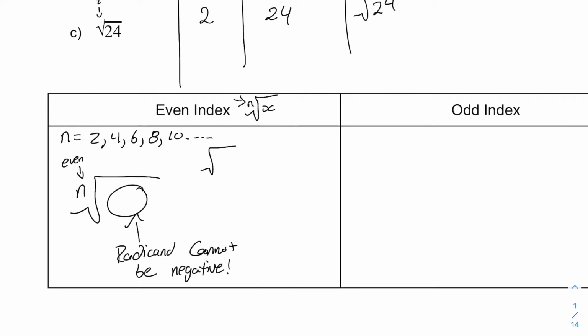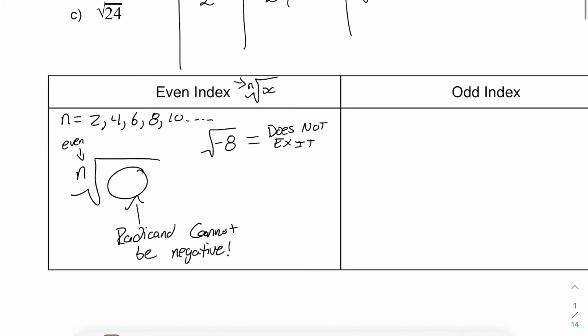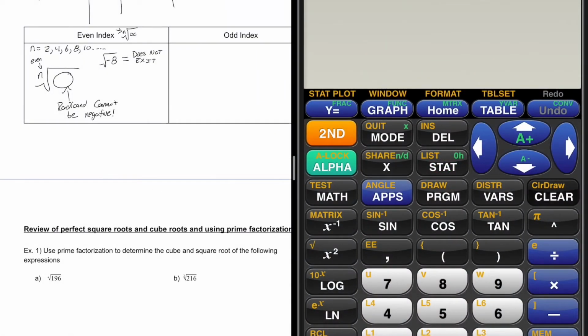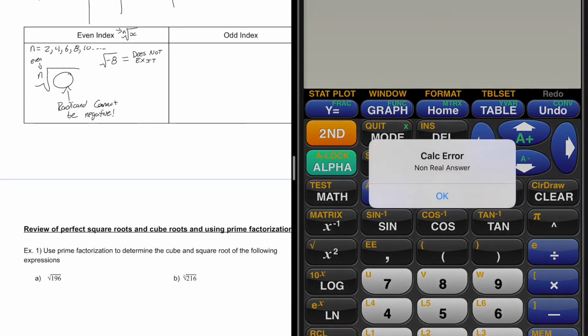So if you had a square root, and remember, if nothing is there, you imagine a 2 being there. If you take the square root of -8 and plug that in your calculator, this does not exist. You're going to get an error. So let's pull out a calculator quickly. How do I get to the square root? I press second x squared to get the little square root there. And I'm going to put -8. Your calculator is going to give you an error. So calc error, that's a non-real answer.